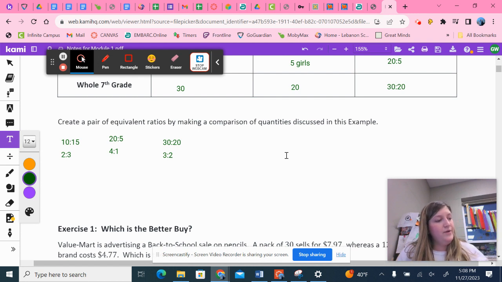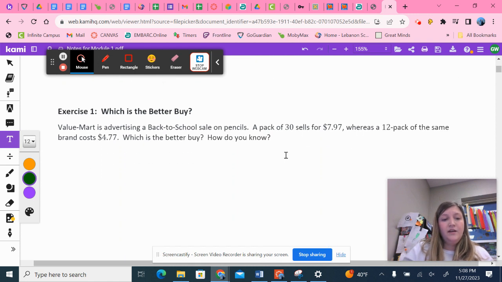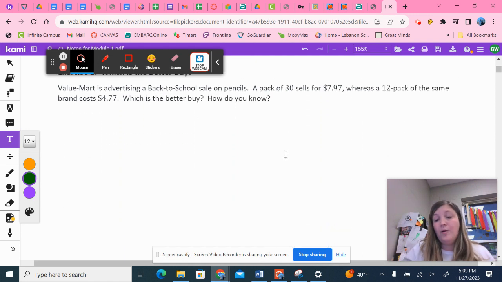Okay, so before we leave today, we have one final thing. We're going to talk about Value Mart. I know it sounds like Walmart, but it's Value Mart. They're advertising a back-to-school sale on pencils. Remember, as we read through word problems, we always underline whatever the question is, and then we also circle important numbers. A pack of 30 pencils sells for $7.97, but a 12-pack costs $4.77. What is the better buy, and how do we know?